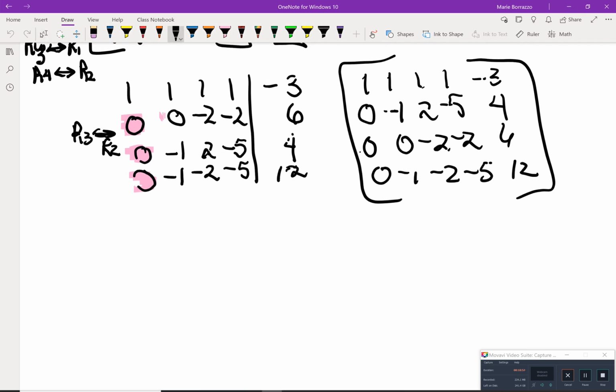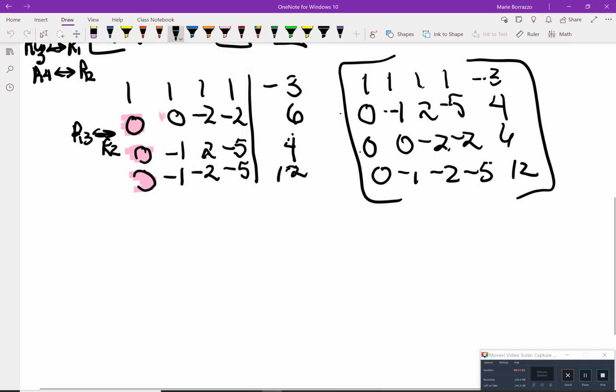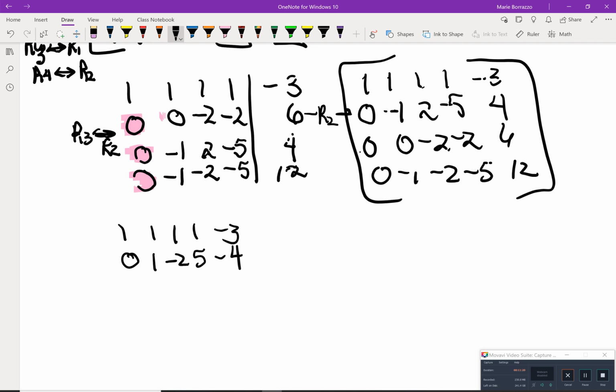But we do want a positive 1 here, so as a rule of thumb, if I multiply this row right here, row 2, by negative 1, so negative row 2, the new matrix will become 1, 1, 1, 1, negative 3, 0, 1, negative 2, 5, negative 4. It all goes opposite, right? And then 0, 0, negative 2, 6. And then 0, negative 1, negative 2, negative 5, and 12. And that's where we are right now.